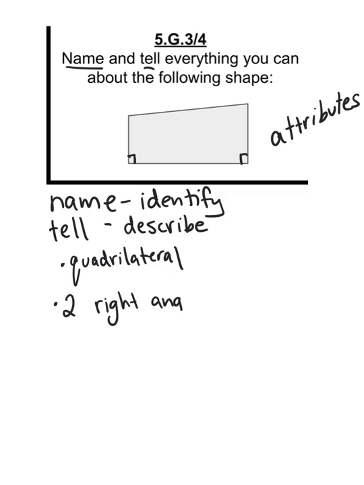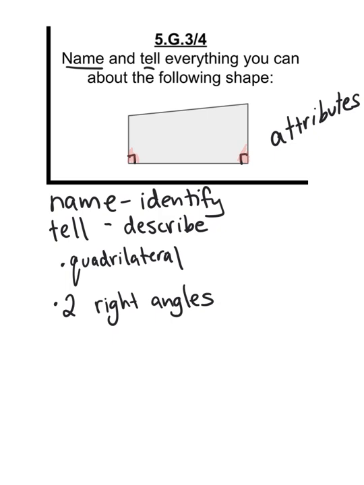Now the way that I like to test if something has a right angle is I rip off a corner of a sheet of paper and I just kind of slot the corner of my sheet of paper into the corner of my shape, and if it matches up perfectly, I know I have a 90-degree or a right angle.